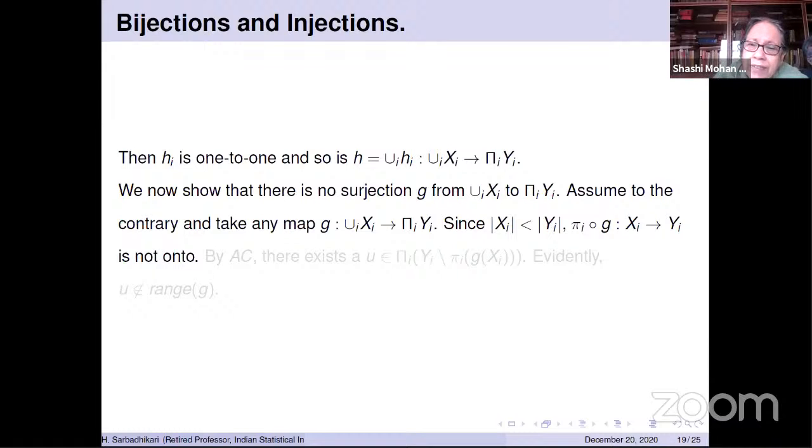Since the cardinality of xi is less than the cardinality of yi, I cannot get a map from xi onto yi. So look at g, then look at the ith coordinate. This is not a map going onto yi. Some point will be left out. Now, again using AC, you get a point from each yi minus the image of xi under gi, and then you string them together and get this u in the product.